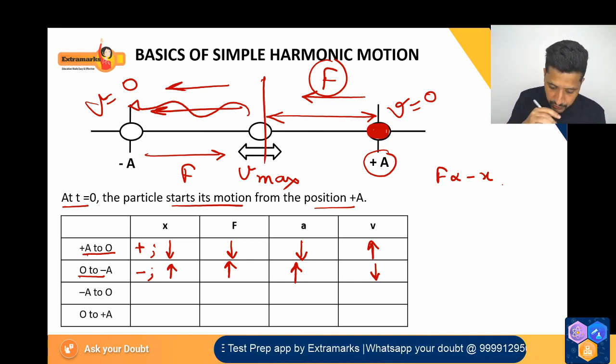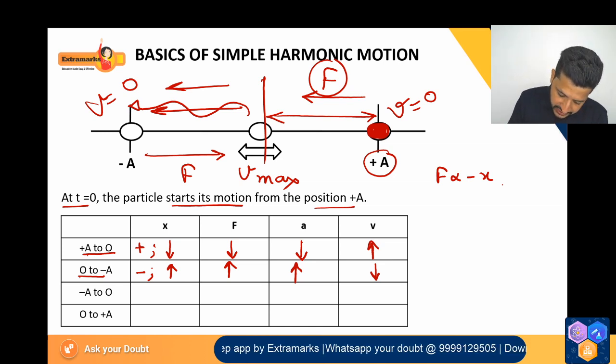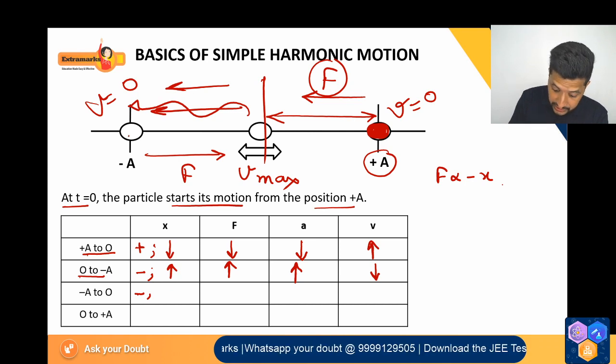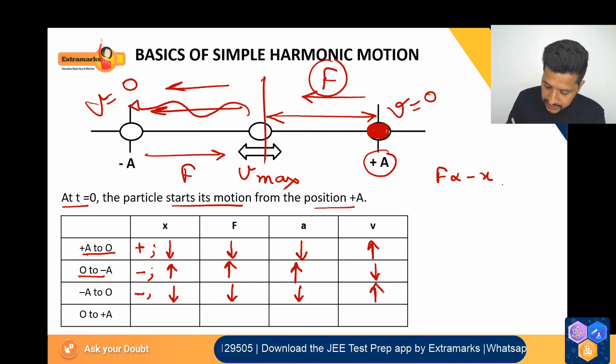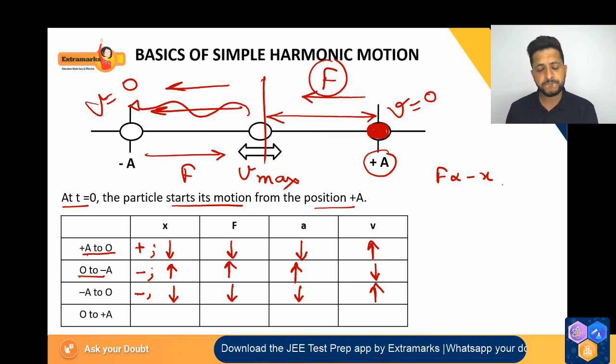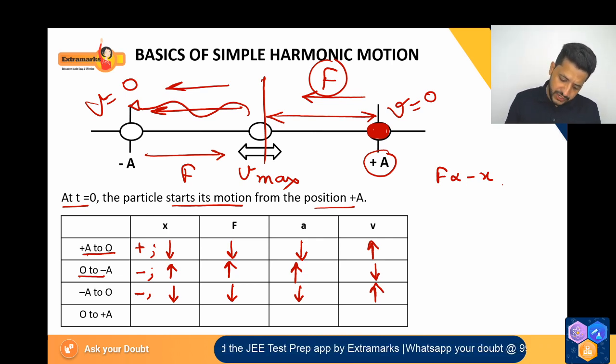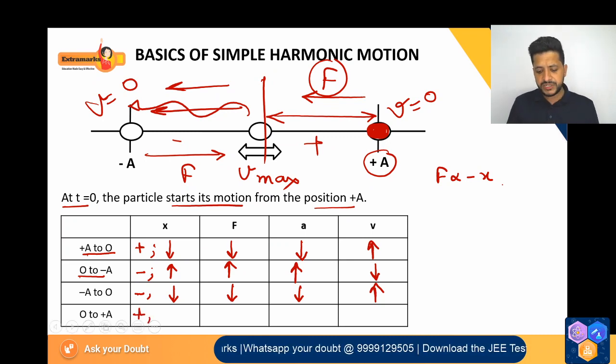Similarly, we can fill the rest of the table when it goes back from minus A to O. Now the value of X is still negative and it is coming closer to the origin, so X is decreasing, so F is decreasing, so acceleration is decreasing. Velocity at extreme is 0, velocity at mean position is maximum, so the value of velocity has increased. From O to plus A, now X becomes positive, correct? From O to minus A, X is negative. Now X becomes positive, and it is going from O to A.